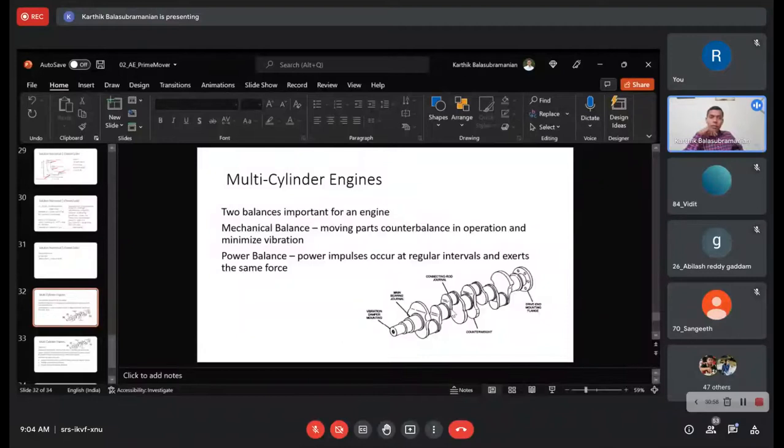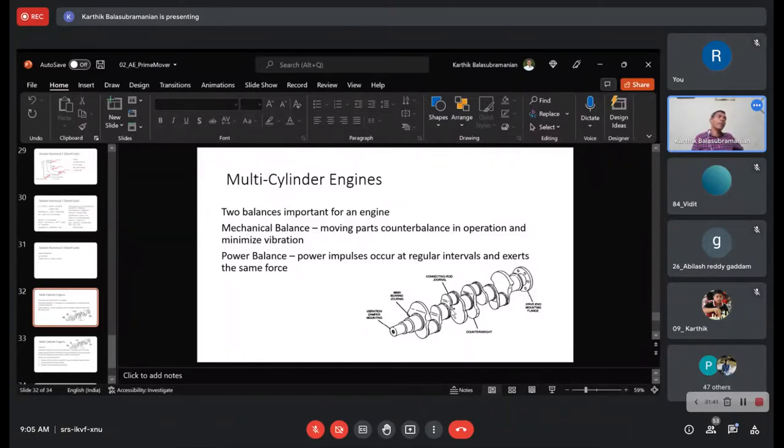So I'll just give a brief introduction to multi-cylinder engines. Two balances are very important. My screen is visible, right? Yes, sir. Okay. Two types of balances are important for an engine. One is called mechanical balance, another one is power balance. Mechanical balance means moving parts counterbalance in operation and minimize vibration. Power balance means power impulses occur at regular intervals and exert the same force.